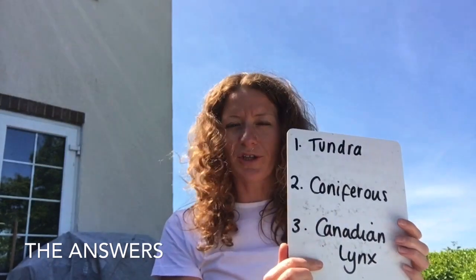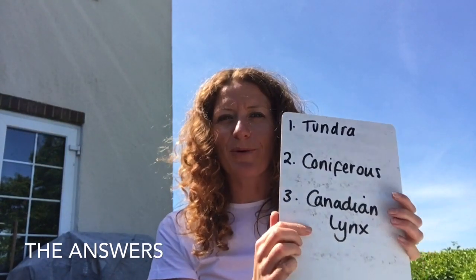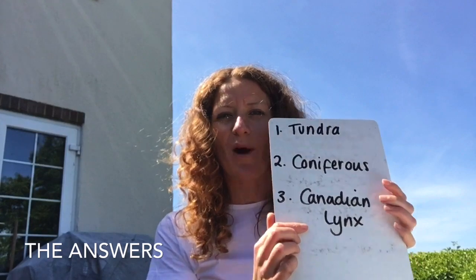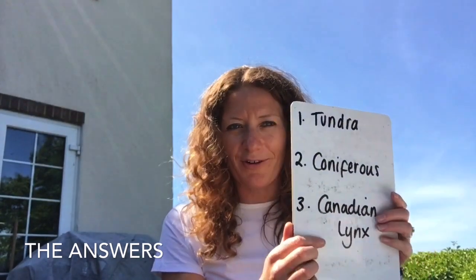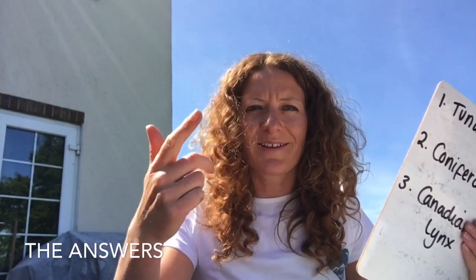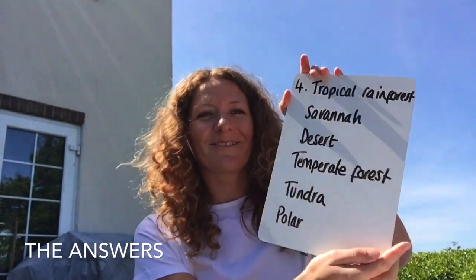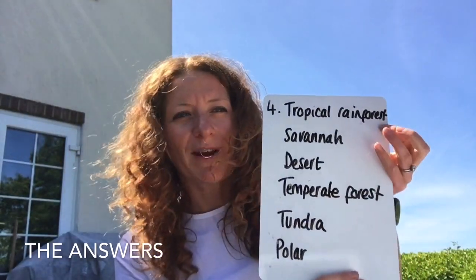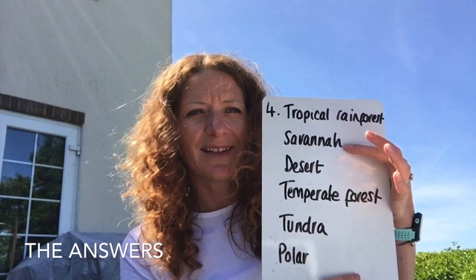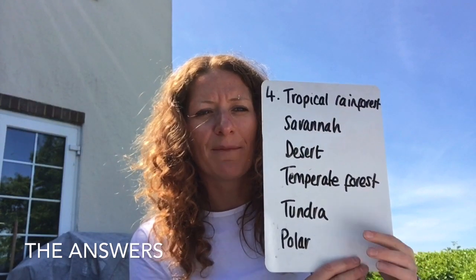And question number 4. Name the global ecosystems starting at the equator, working to the poles, using the acronym to help you. So let's remember the acronym, the sad dog through the poo. So let's have a look at our list. We should have tropical rainforest, the sad savanna, dog, desert, T, temperate forest, T, tundra, and P, polar.